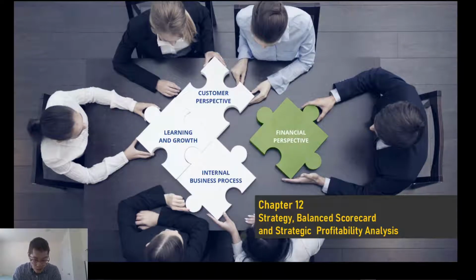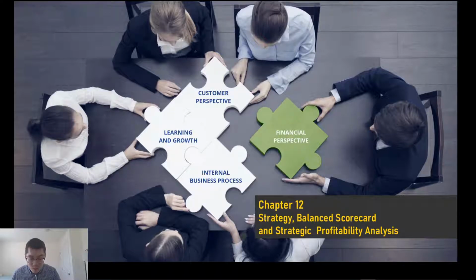Now let's start on chapter 12. Chapter 12 is on strategy, balanced scorecard, and strategic profitability analysis. In this chapter, we're going to start introducing the balanced scorecard, but here it is mostly focused on strategic analysis. How can we utilize the balanced scorecard, this type of technique, to help us develop strategies and implement strategies?